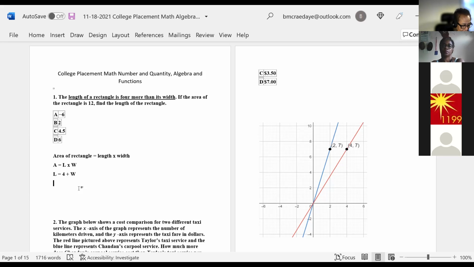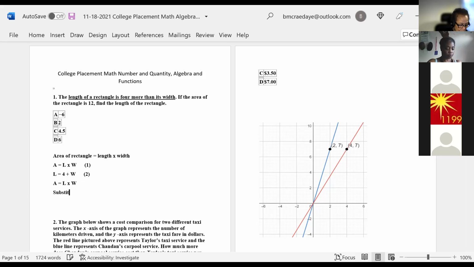Well, let's go back to our area. Area equals L times W. But now we know L is 4 plus W. So let's just call that 1, and I'll call this 2. So we want to substitute number 2 into this equation.